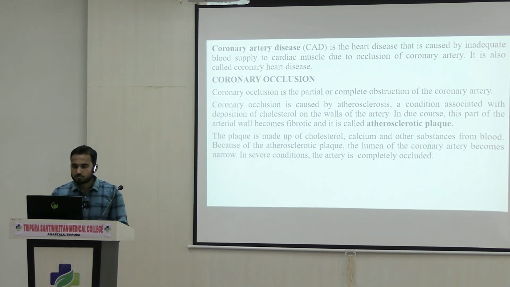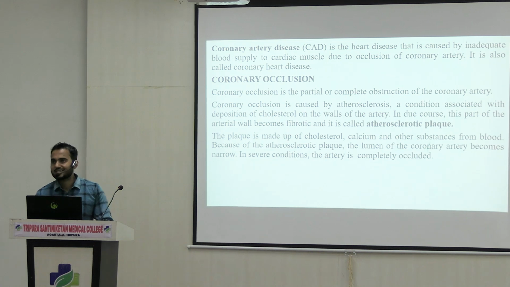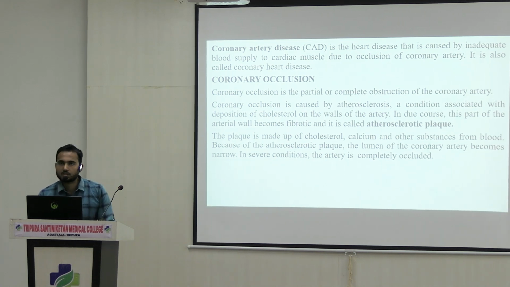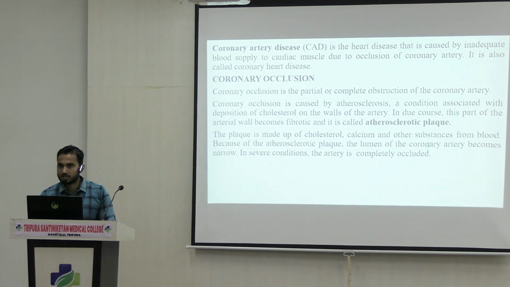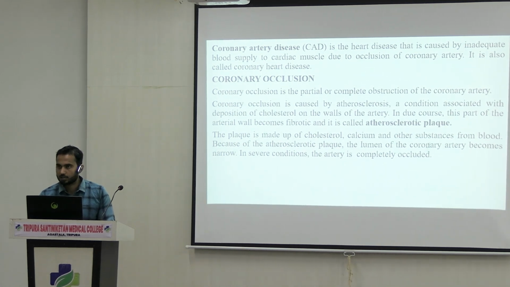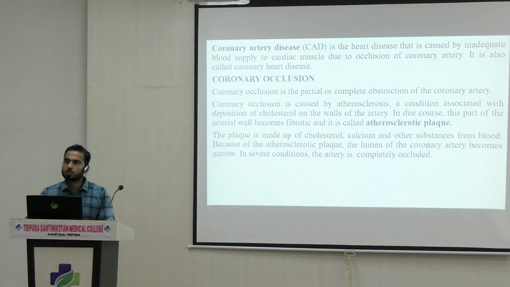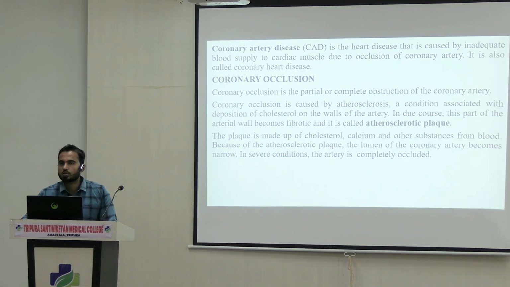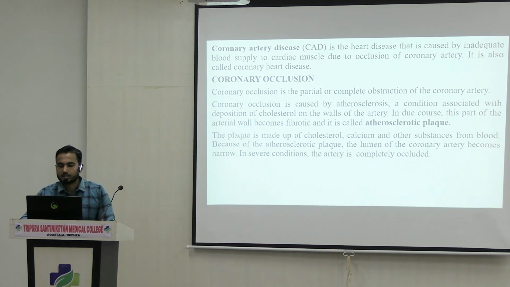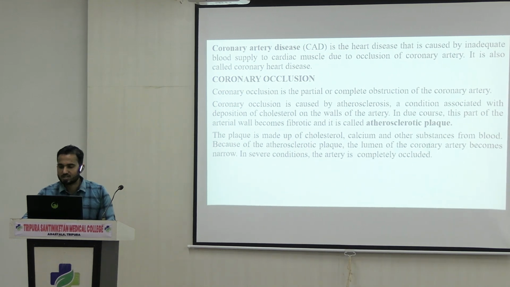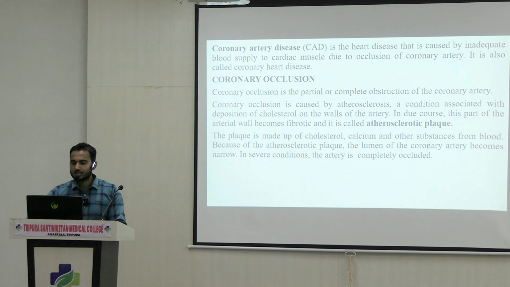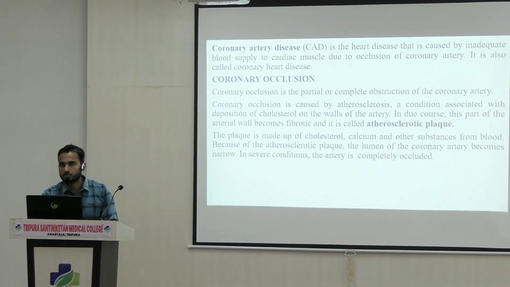Next, the applied importance, which is very interesting. I hope you have heard about CAD, or coronary artery disease. What happens in coronary artery disease? It is caused by inadequate blood supply to the cardiac muscle due to occlusion of the coronary artery. Blood flows through the coronary arteries; if there is any occlusion, there will be inadequate blood supply to the muscles of the heart, and that is called coronary heart disease. This occlusion may be a partial obstruction or a complete obstruction of the coronary artery.